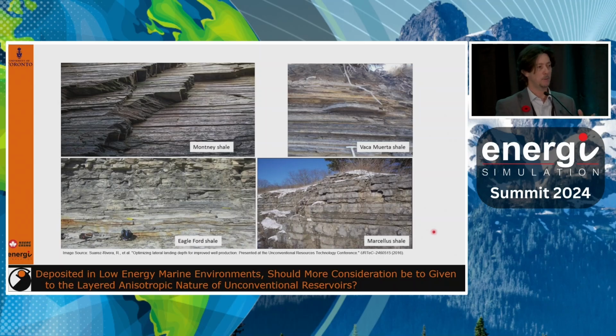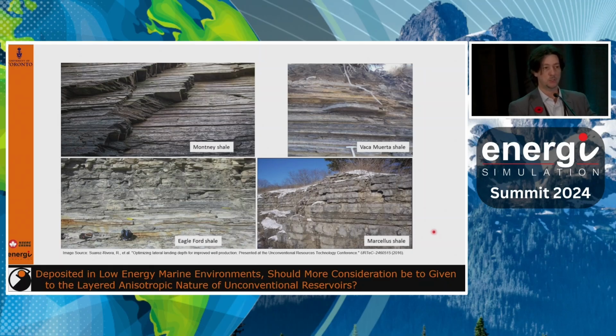What I'm looking at is unconventional reservoirs. One thing that all unconventional reservoirs have in common, no matter where they are in the world, is that they are all deposited in low energy marine environments. That means they are sedimentary rock and are all finely laminated. That is really something common all around the world, and that is what the rock looks like.